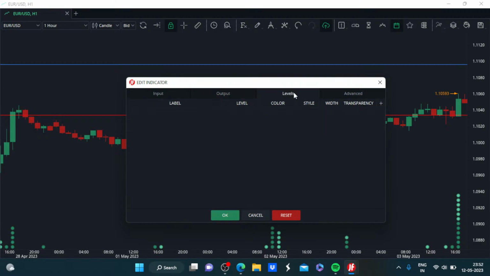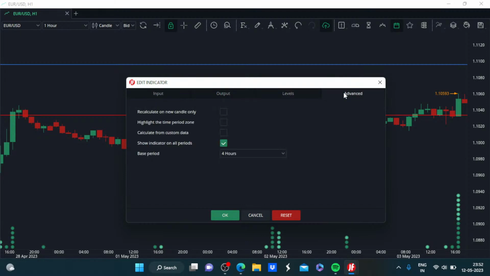There is not much in terms of the levels which we can safely define for this indicator. Recalculate on new candle only. You can go for this, and it is not going to make much of a difference as the calculation period is higher. By default it is at 100, so the last candle is not going to be of much importance. Highlight the time period zone. Whatever is your calculation period, it will be highlighted. Calculate from custom data. You can go for these further customization.